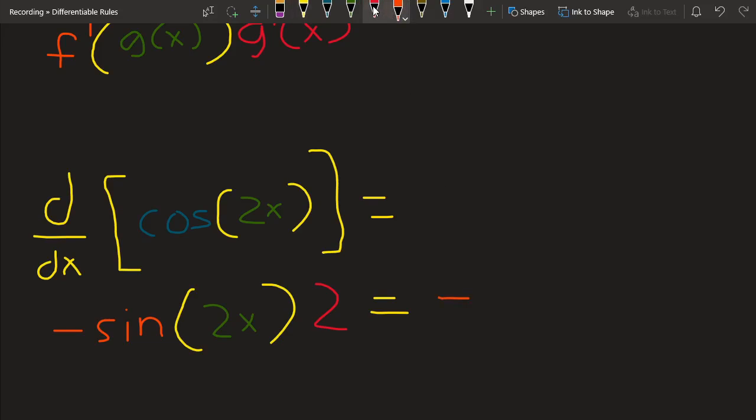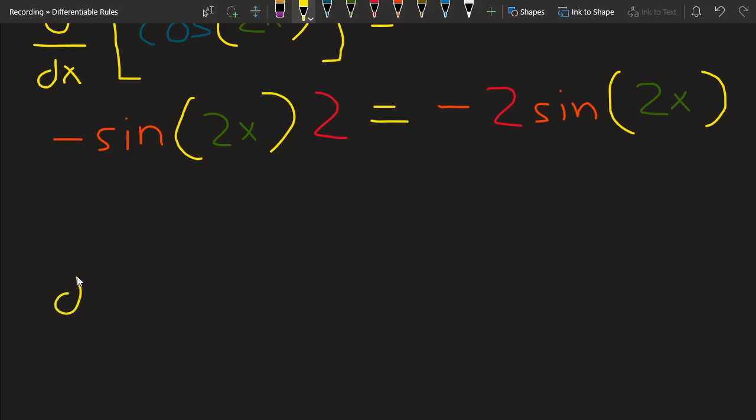And then right here, we can actually rewrite this as negative 2 sine of 2x. So if we're asked to find the derivative of cosine of 2x, then it would be equivalent to negative sine times 2x times 2 equals negative 2 sine of 2x. Okay, let's try one more here.